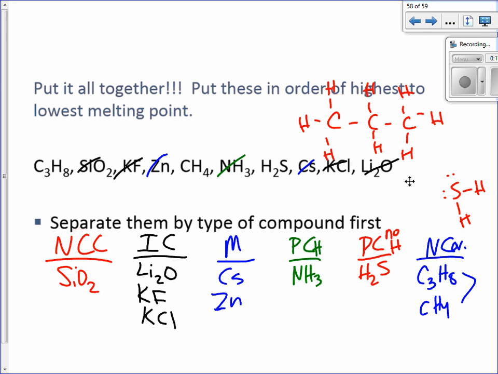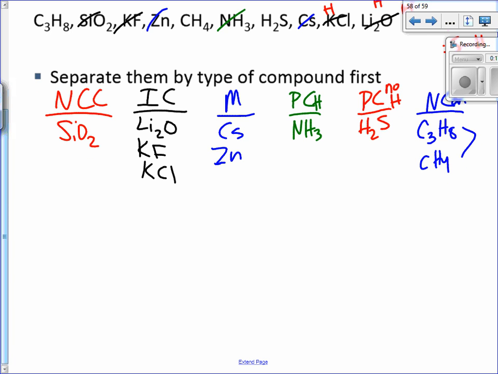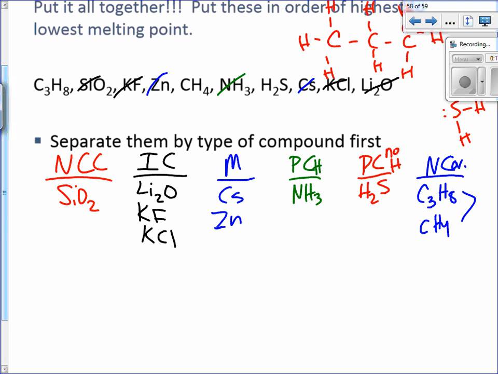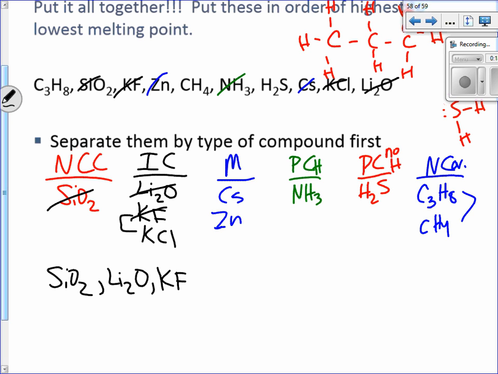So, from here, now that you have everything classified, now you can start ranking them. Who's the strongest? SiO2, good. Because it's network covalent, we're going to say it's the strongest. Okay, then, out of our ionic compounds, who's the strongest? Why? This one has a +2 with a -1, so it's going to have a greater charge value. What about KF and KCl? F is smaller, so it's going to be stronger. KF is stronger. Then KCl, good.